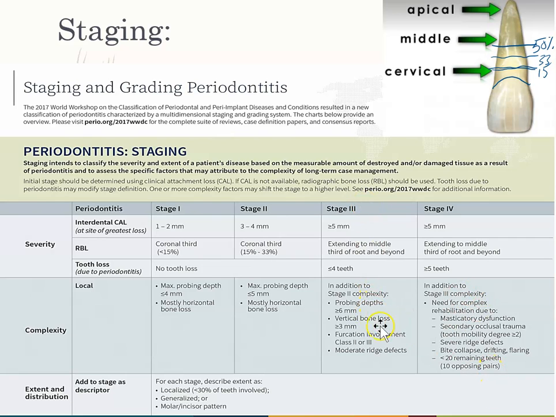Now, what makes them stage 3 to a stage 4? Well, stage 4, they have a lot of other issues going on. So they can't chew, masticatory dysfunction. They have tooth mobility of 2, class 2 or more. They have very little teeth remaining, that their bite is off, like they can't bite properly. So stage 4 is when they're missing quite a bit of teeth and they've got a lot of other issues on top of the vertical bone loss and furcation involvement.